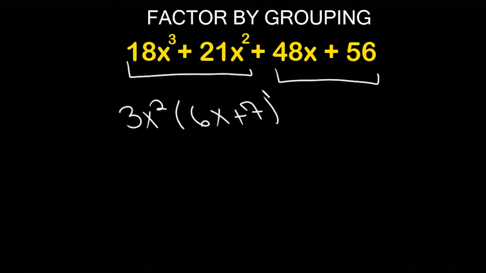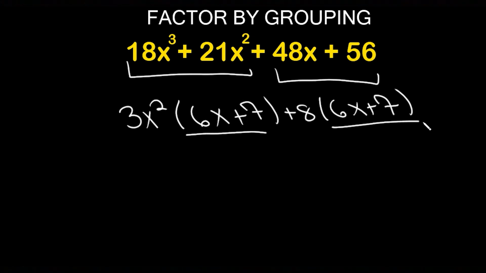There it is. Now I'm going to go on to my next grouping. I have 48x plus 56. What can I pull out? What do they have in common? Well, it looks like they have an 8 in common, so I can go ahead and pull out an 8, so plus 8. And then I'll have, in parentheses, 6x plus 7. I'm going to stop right here because what do you notice? Well, you have a common factor. My common factor is right here, okay, and also right here.